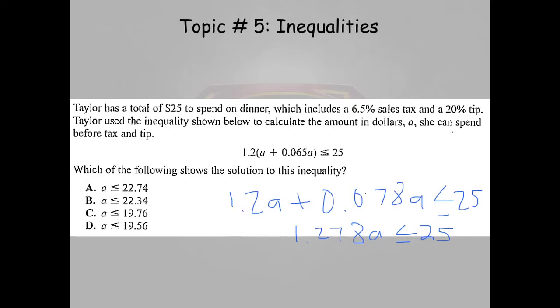And when we have multiplication here, the next step is just do the opposite. And the opposite would be to divide by 1.278. And I'm going to divide this. So I will hit pause, use the calculator. And if you divide this, you should get a is less than or equal to 19.56, which is shown by answer choice D. Alright, so solve it just like an equation.